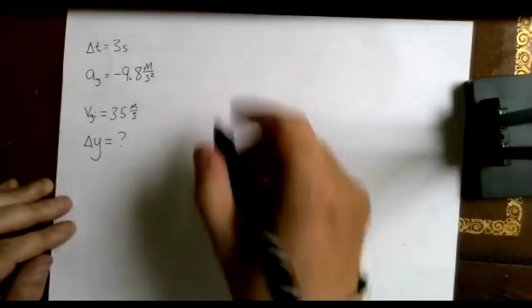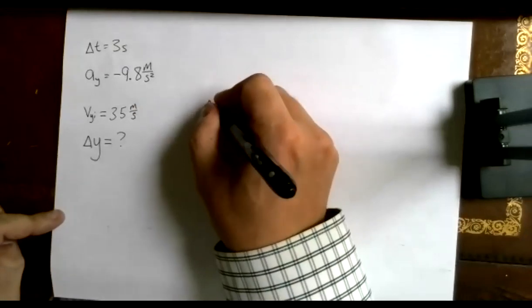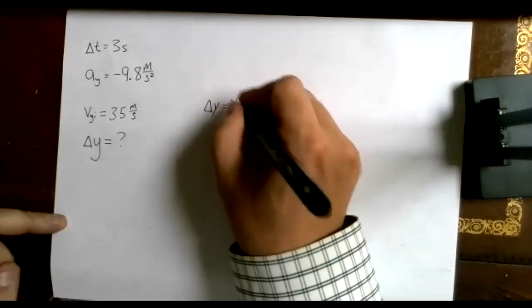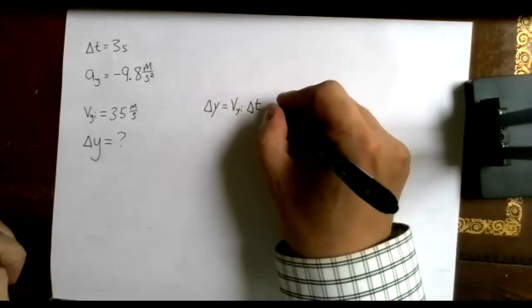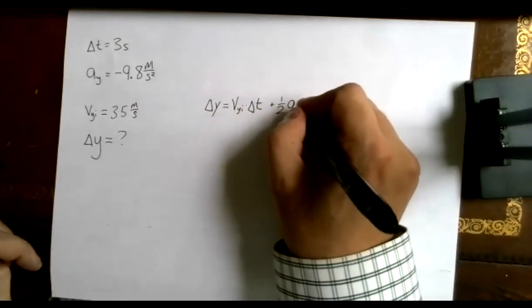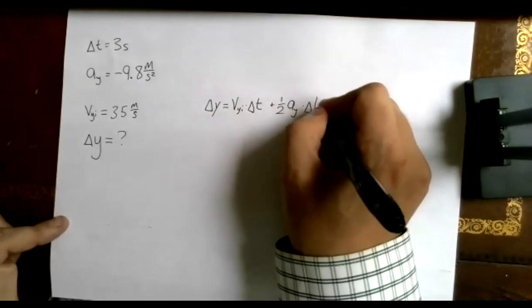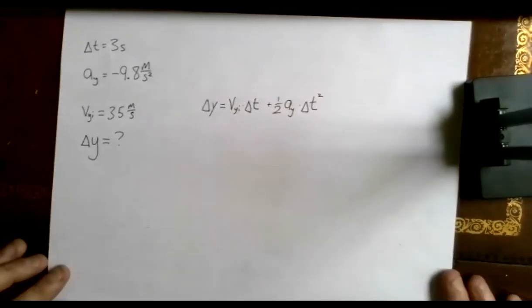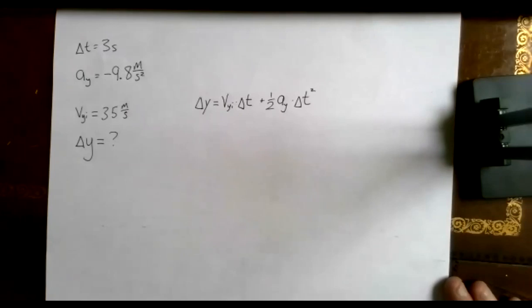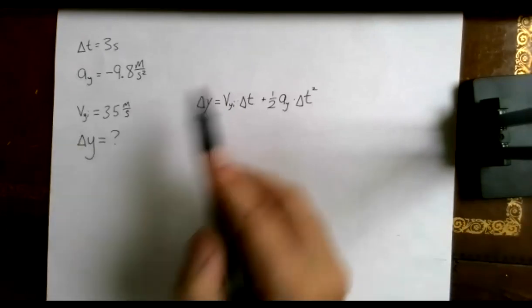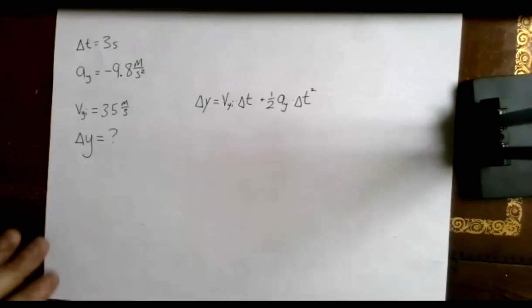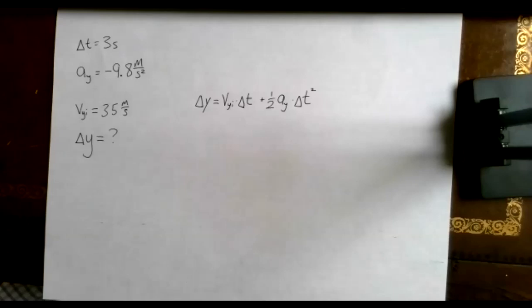So I'll copy down the third equation. I'll use y's instead of x's. Delta y is initial velocity times time, plus 1/2 acceleration times delta t squared. Right, and we don't need to rearrange this today, right? Because we're looking for delta y, and delta y is already by itself there on one side. So that's nice. We can just go ahead and plug in our numbers.